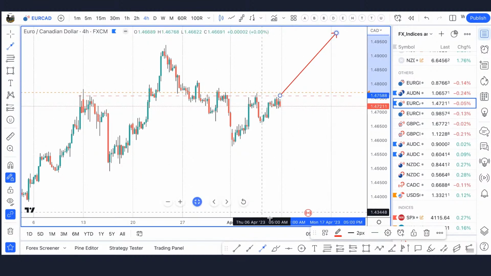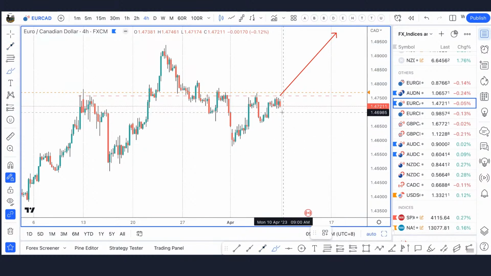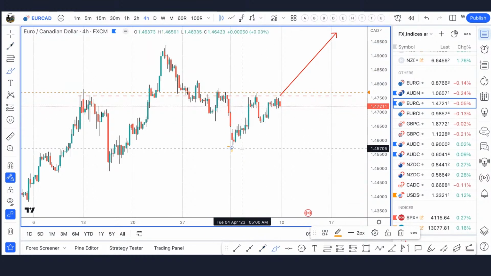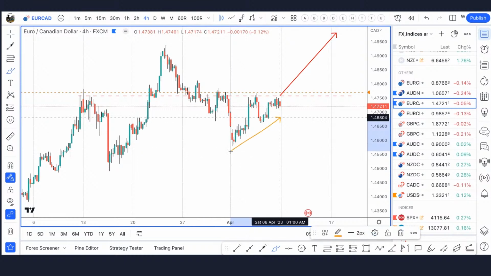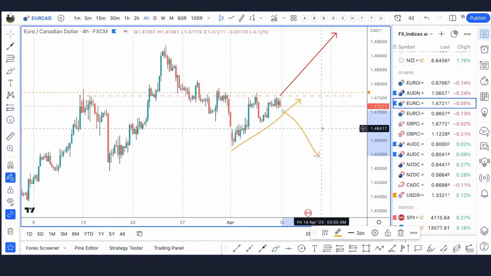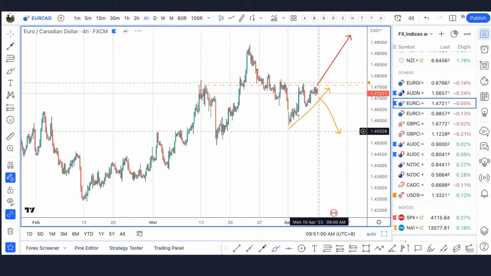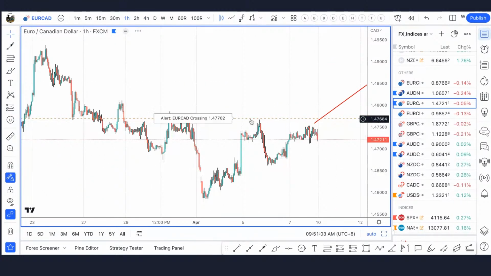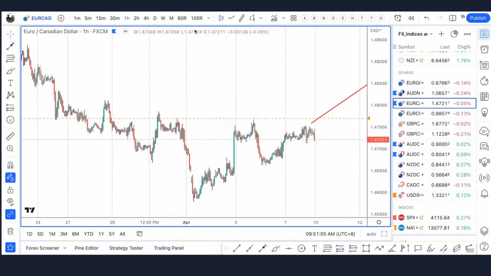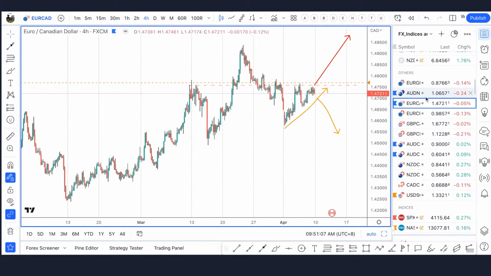And of course, things can go the other way around. If it's going to break below here, then likely there might be more correction for it to come. Okay, so something like this. That's on the EuroCAD.